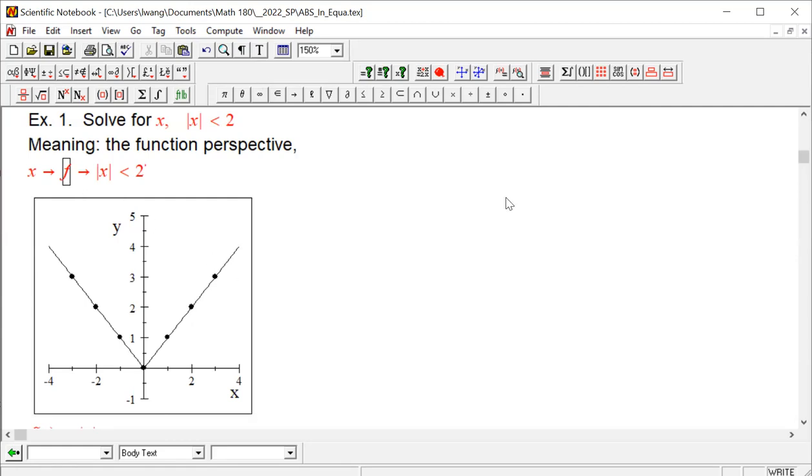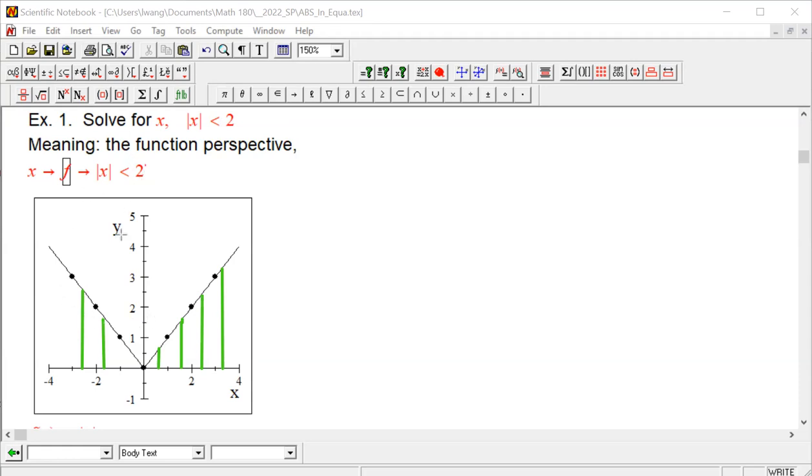So what does it mean that the output is less than 2? All of these are input, output. The input is measured from the origin. So when we want the output to be less than 2, what does that mean? 2 is the cap for all of these vertical lines.